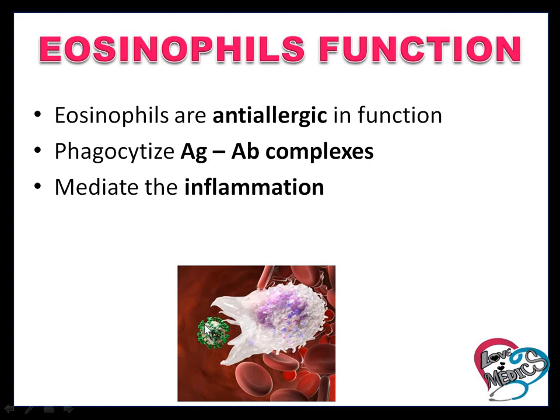What is antigen and what is antibody? Antigen is a foreign substance. It may be bacteria or virus or any foreign structures. And then what is antibody? Antibody works against that foreign antigen. So the antigen and antibody complex is phagocytosed by eosinophil, and it mediates the inflammation. If the inflammatory process is started by basophil, then the eosinophil controls the inflammatory process.